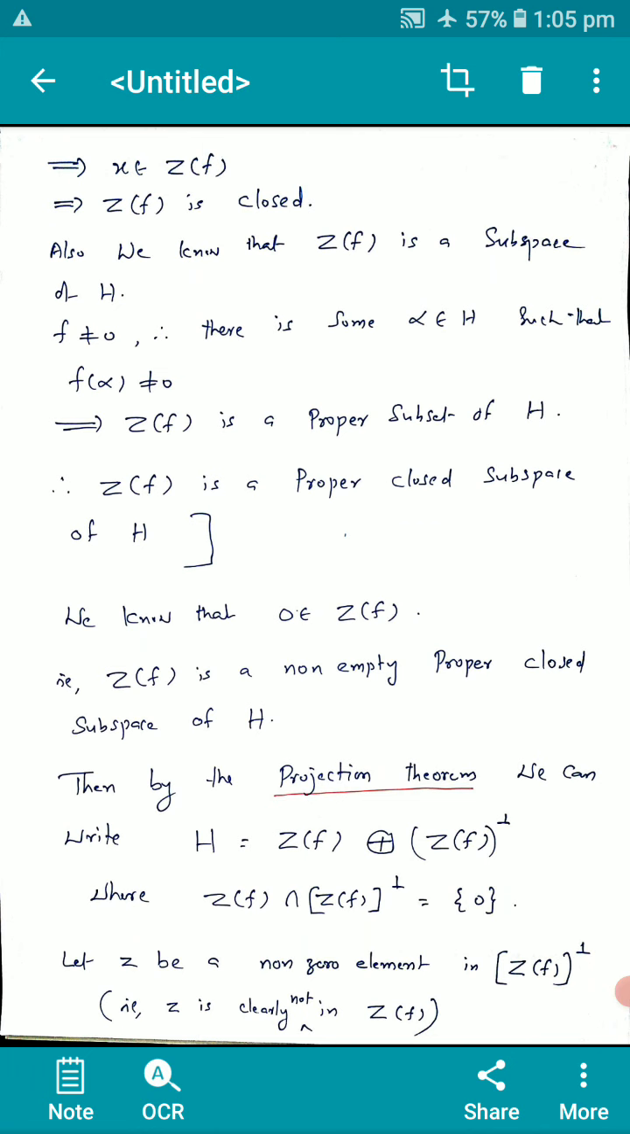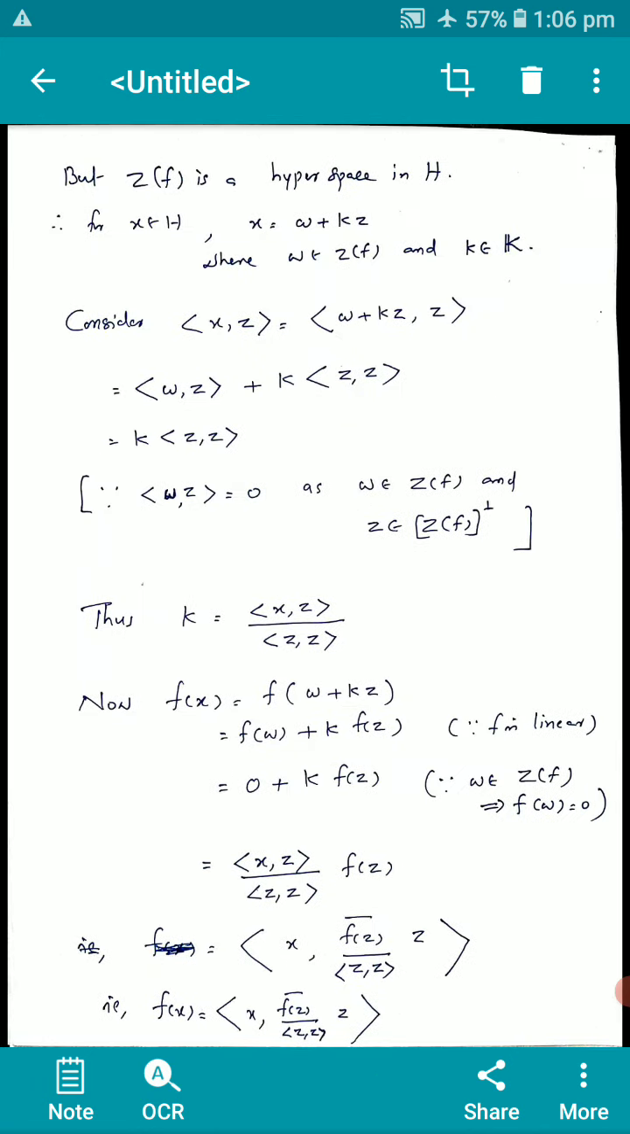Let z be a non-zero element in Z of f perp. What does it mean? z is clearly not in Z of f. Of course, Z of f perp, so it will not be in Z of f. But Z of f is a hyperspace in H. Therefore, for x in H, we can write x as omega plus k z, where k is in the scalar field and omega is in Z of f.